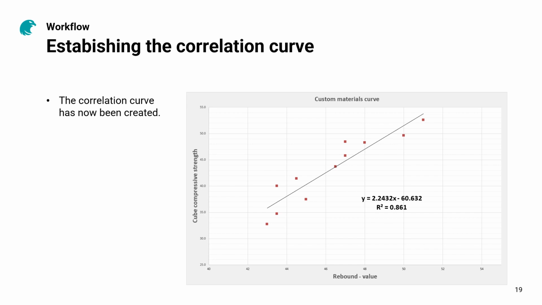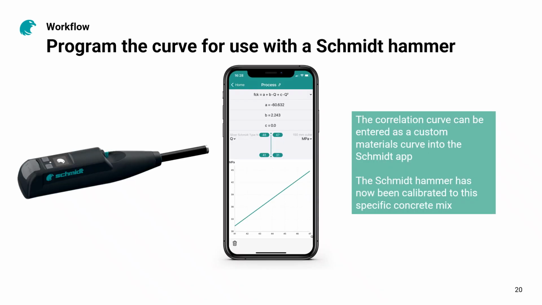And that's it. The correlation curve has now been created. Y is the compressive strength, X is the rebound value. The final step is to program this curve into our Schmidt hammer. This can be done using the custom materials function in the Schmidt app. The Schmidt hammer has now been effectively calibrated to this specific concrete mix and will give the most accurate estimates.